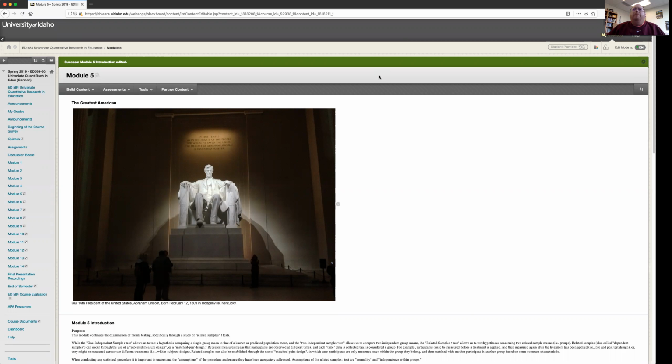I do have a picture that I put up, a picture I took at the Lincoln Memorial. This is about 5, 6, 7 years ago when I was out in DC for a conference. And as you all know, I'm from Illinois.